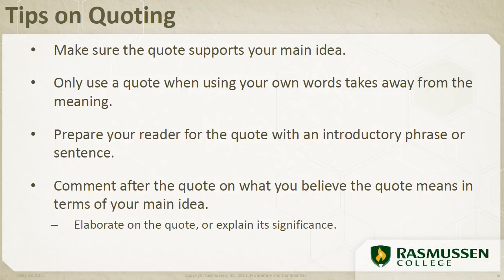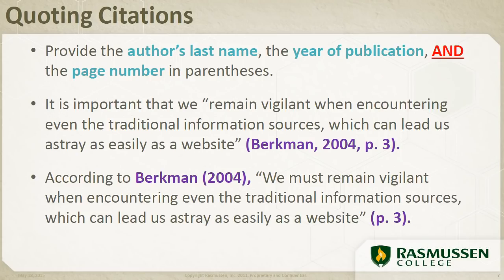It's also good to explain the meaning of the quote or how the quote supports your main ideas. After the direct quote, you can explain to the reader its significance to the idea or argument that you're trying to make. For a direct quote, you always provide the author's last name, the publication year, and the page number in parentheses. Direct quotes always have the page number included, or the paragraph number if there is no page number, like a website. Including the page number allows your reader to find the exact sentence within the resource you used.